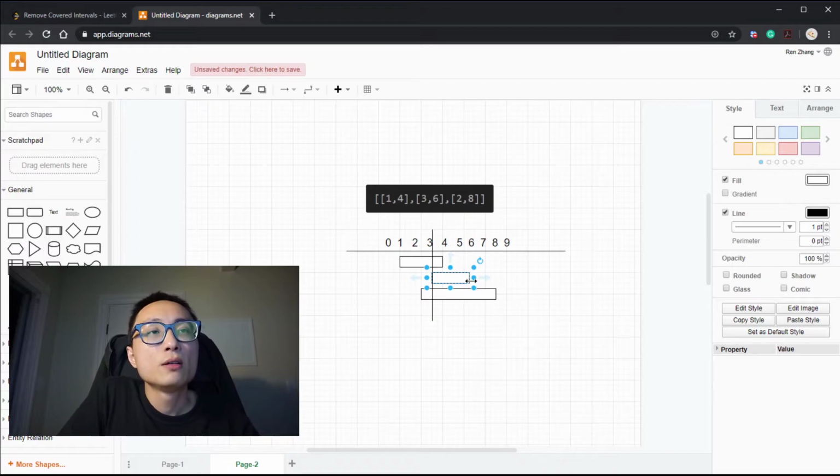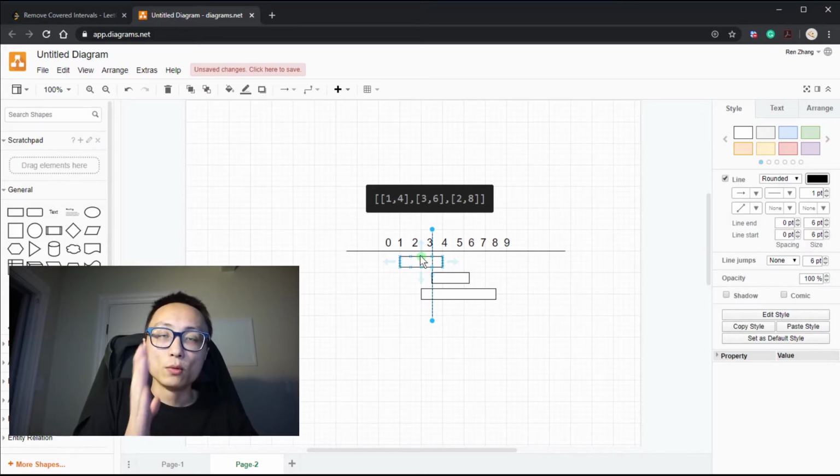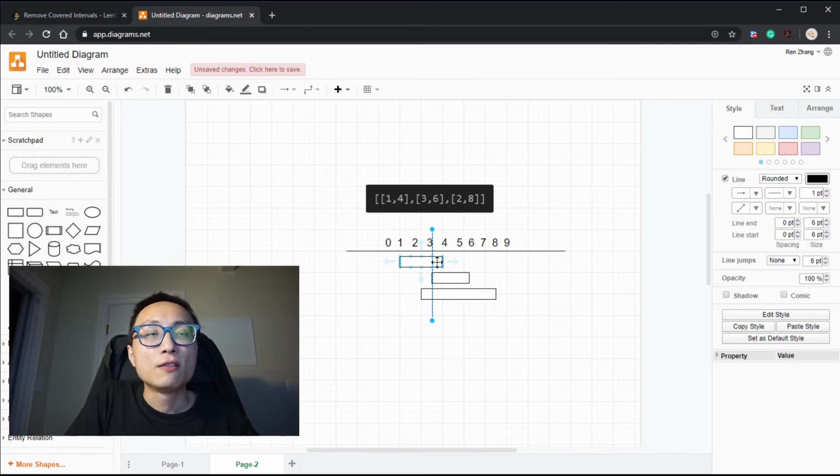So in this way, you can see that when we sweep the line from left to right, we are looking at intervals in the sorted order of their starting position. So we want to do an n log n sort, and after that we can do a linear sweep to test for this covered condition.